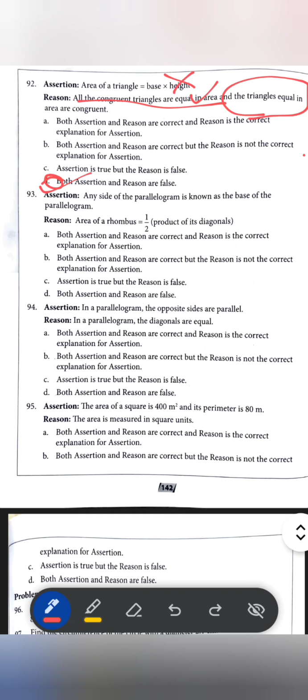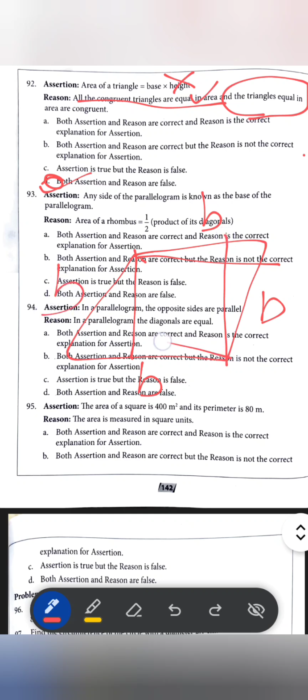Now question number 93. Any side of the parallelogram is known as the base of the parallelogram? No. What is called the base is the side on which the perpendicular is drawn from the opposite vertex. Now area of rhombus is equal to half of product of its diagonals, half into d1 into d2. That is correct. But here it is saying that it can be possible that all can be the base. I guess in assertion it is saying that this can be base if the perpendicular is drawn here. This can be base if the perpendicular is drawn here. This can be the base if the perpendicular is drawn from here. This can be base if the perpendicular is drawn from here.